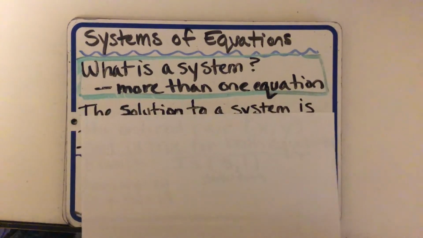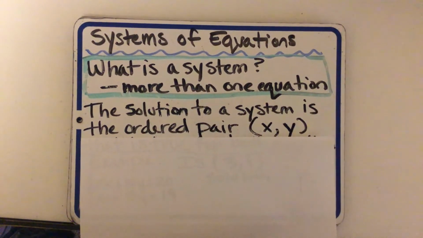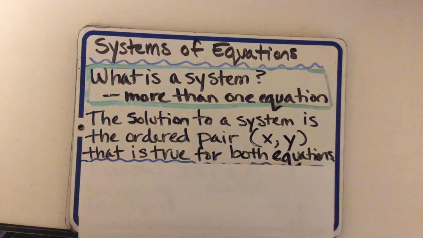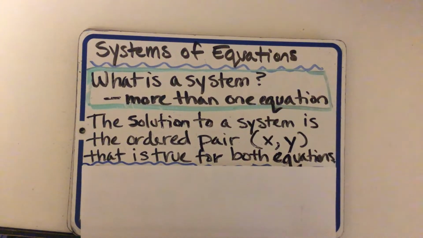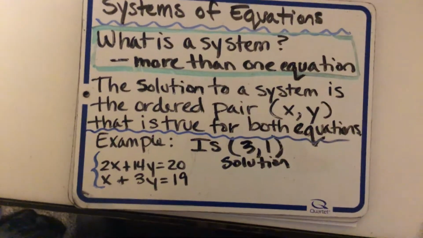The solution to a system is an ordered pair. Remember, ordered pairs come in the form x, y. That is true for both equations. So let's take a look at this example. This will be a question you would get.